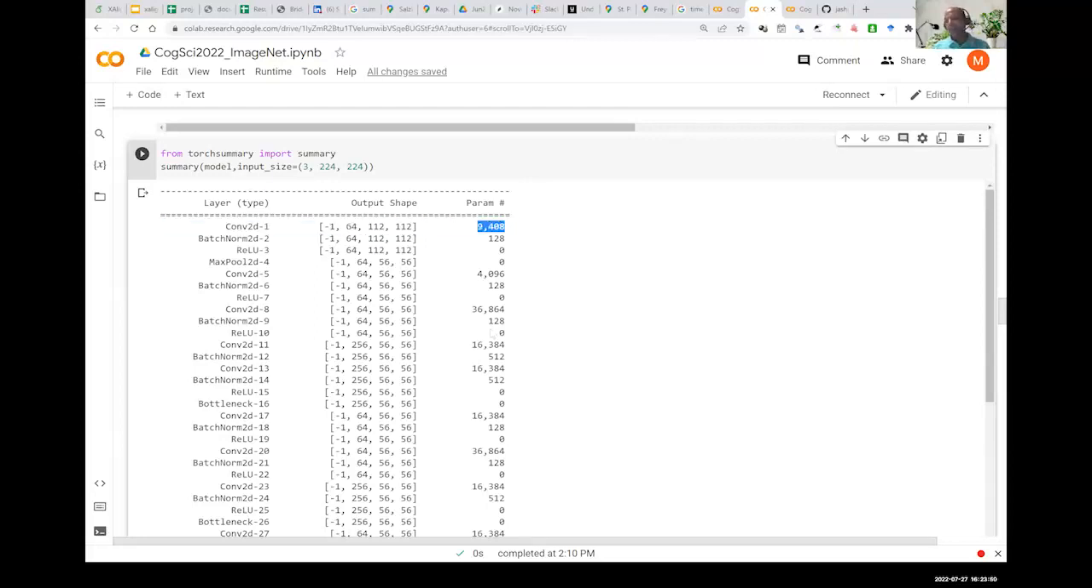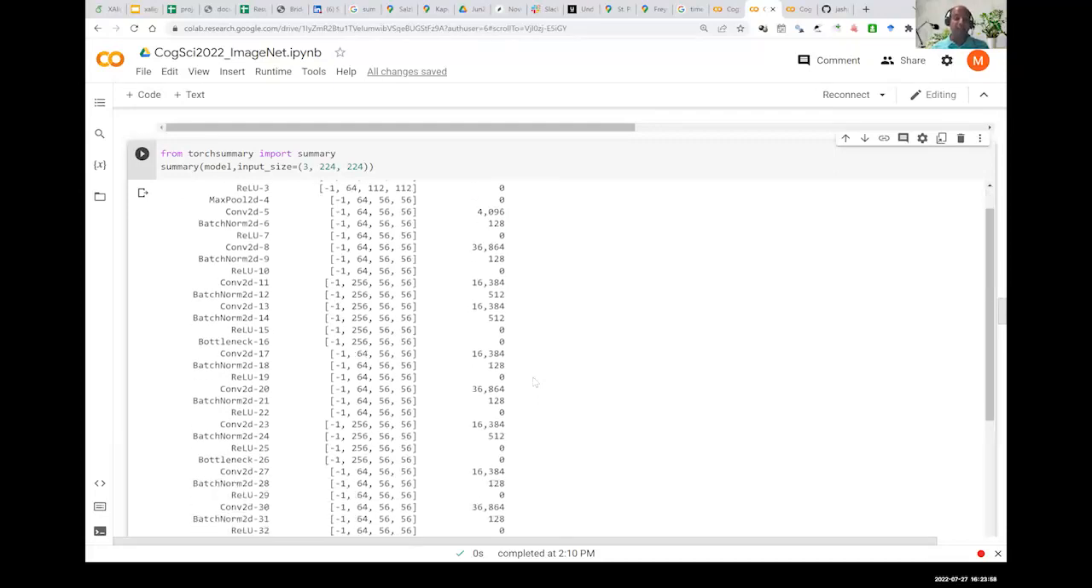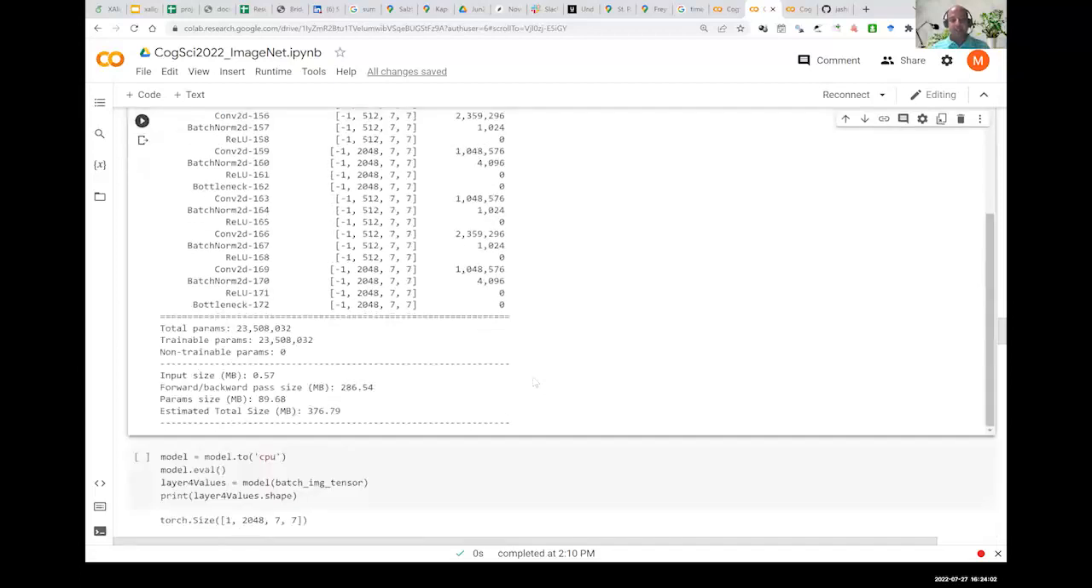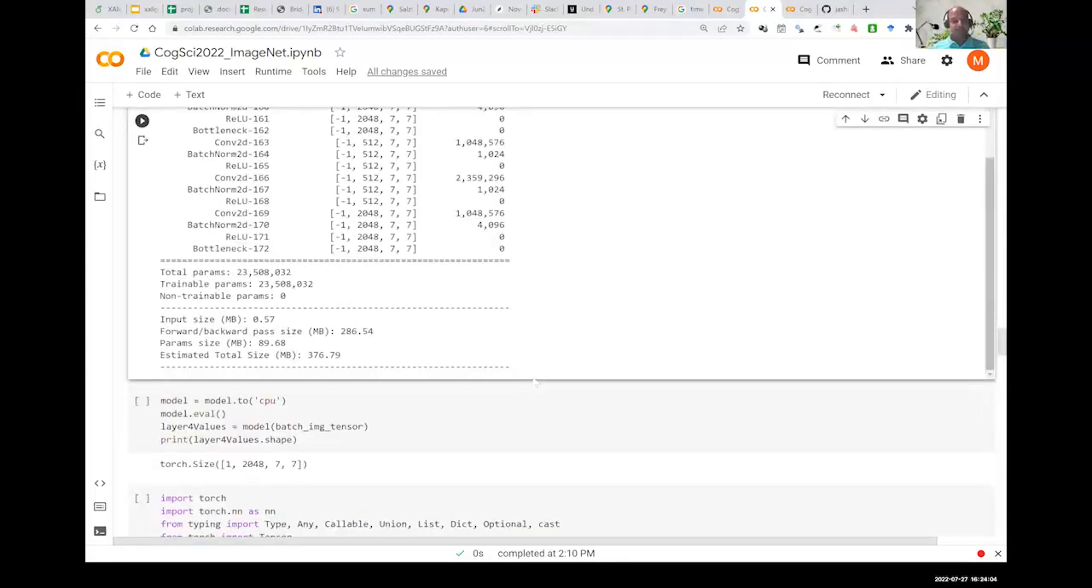Again, not too much of interest to the neuroscience community, but in case you want to delve deeper into these models, what they contain, and what the layer sizes look like, you can actually look at these parameters and the size of the output. So this particular model is a 23 million parameter model, just to talk about the size of the model.